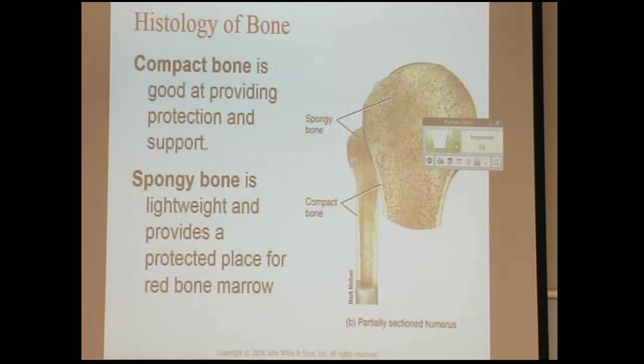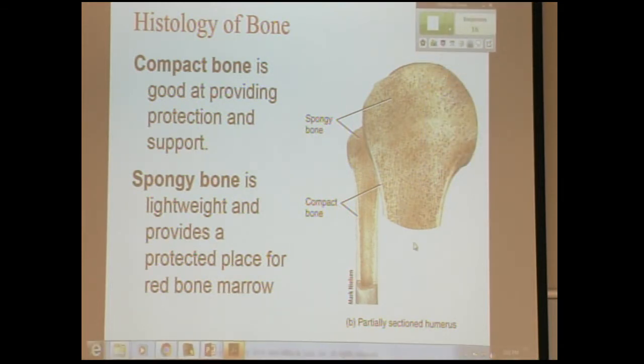All right, so types of bone tissue. So we've got compact and spongy. And basically, compact is just like it sounds. It's very dense, full of crystallized mineral salts. So protection, support, and then spongy bone still gives you some structure, but it also gives you a good place for your red bone marrow, where you're going to make all your blood cells.